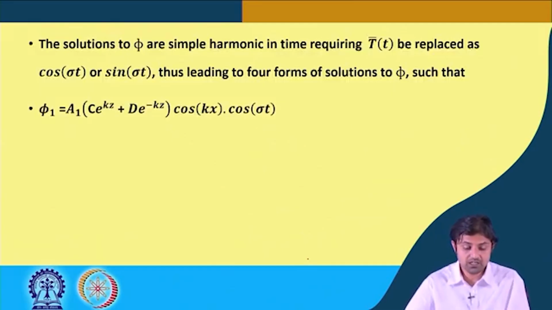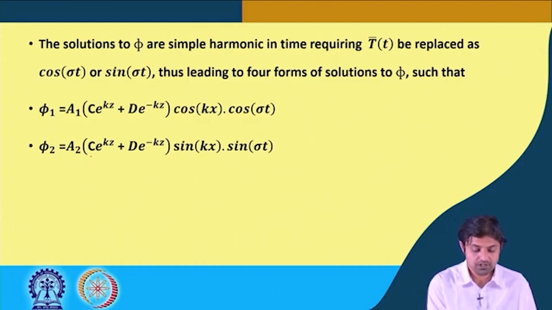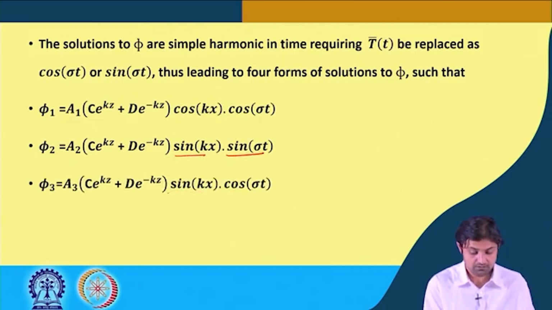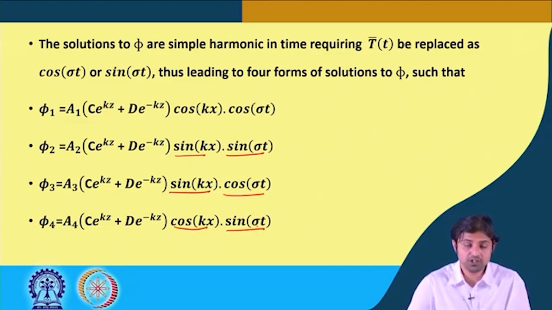Phi 1 will be a1 into c e to the power kz cos kx cos sigma t. Another would be a2 into c e to the power kz plus d e to the power minus kz, sin kx sin sigma t. The third would be sin kx cos sigma t, and the fourth would be cos kx sin sigma t. However, the total velocity potential is going to be the sum of 2 of those.